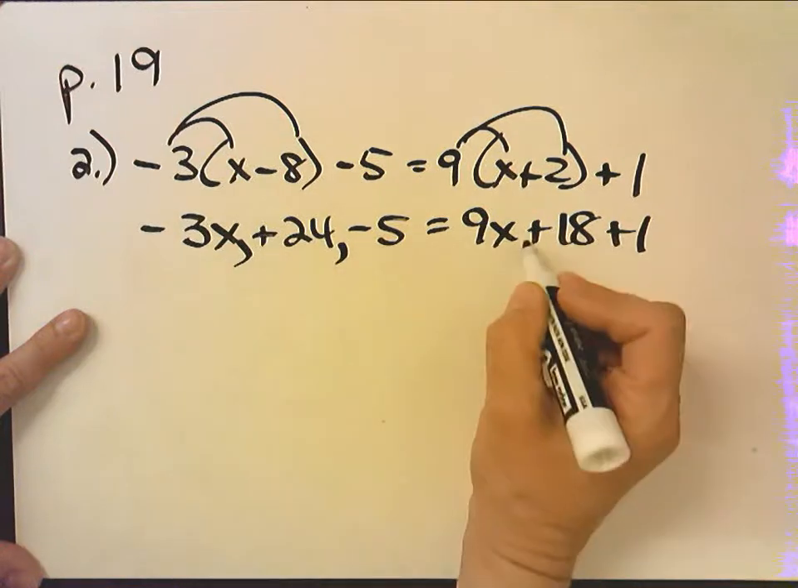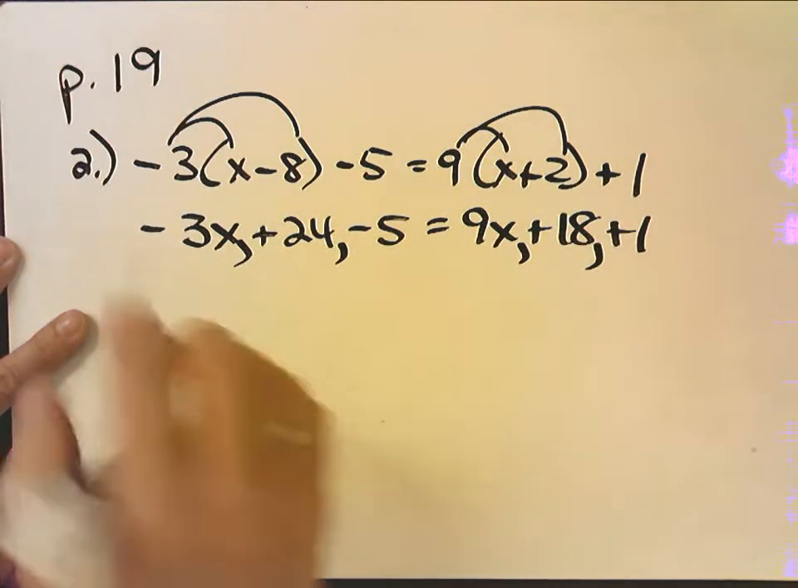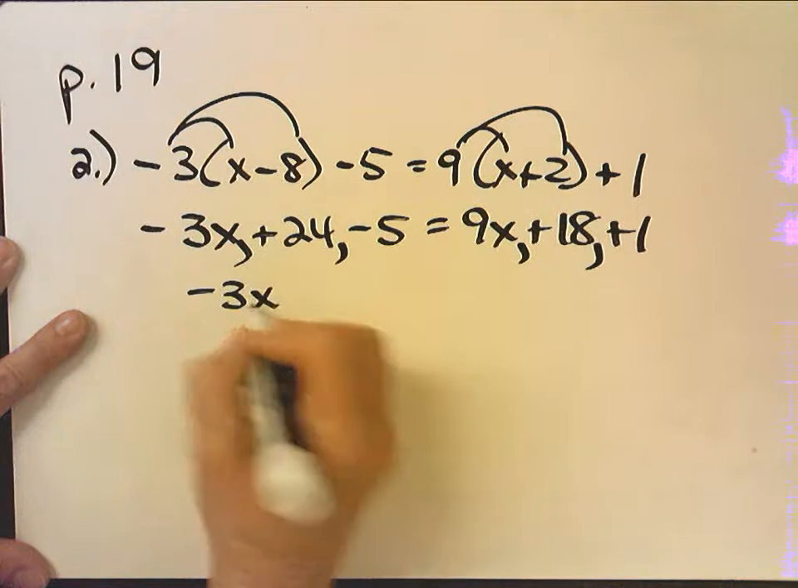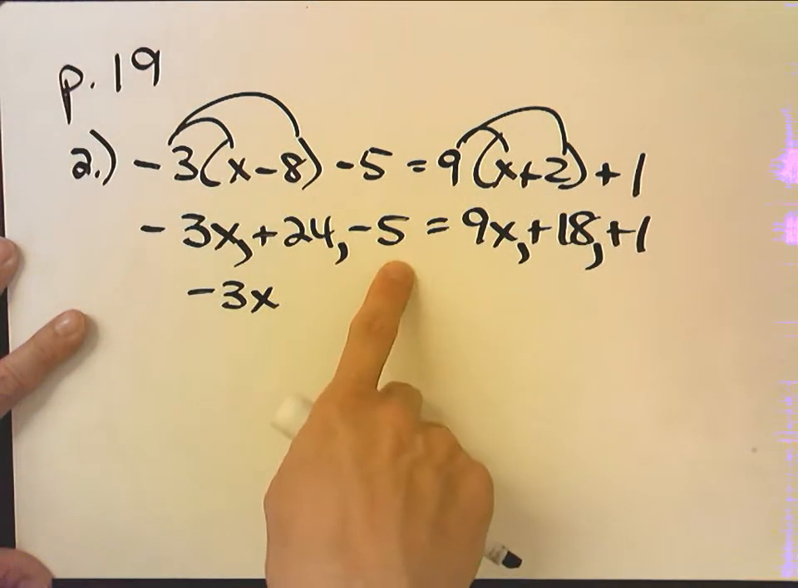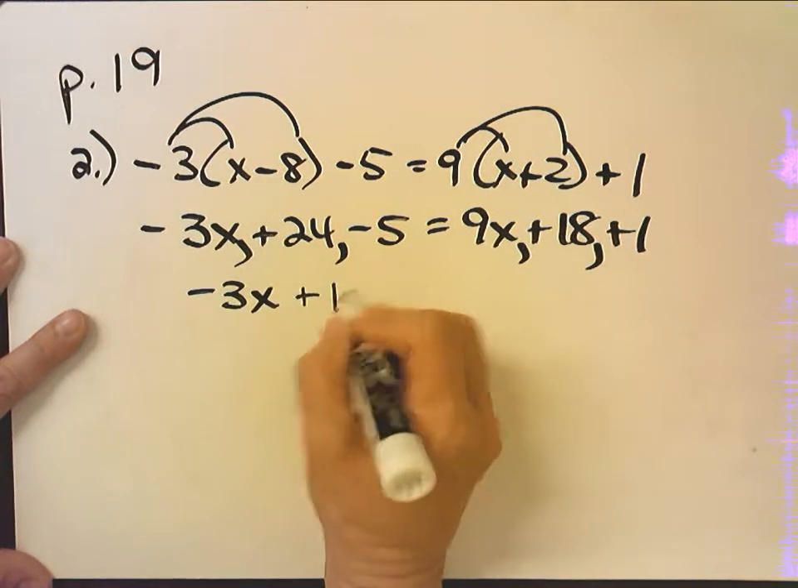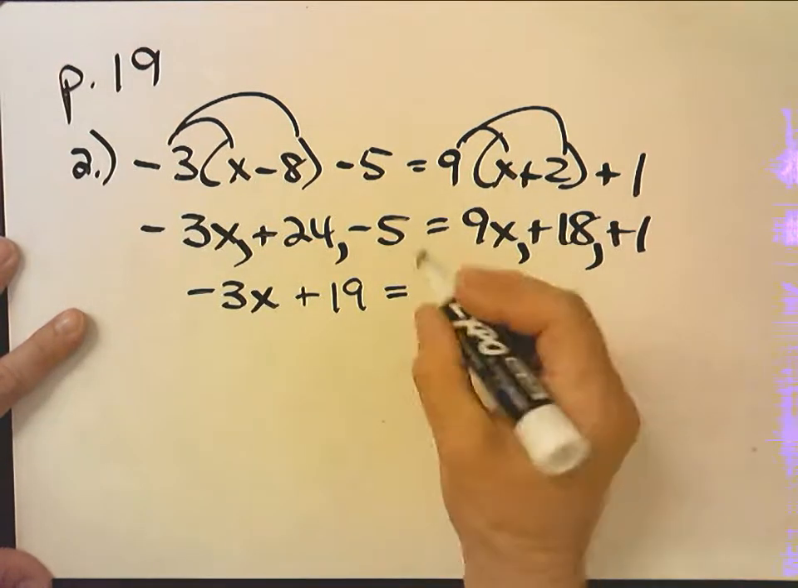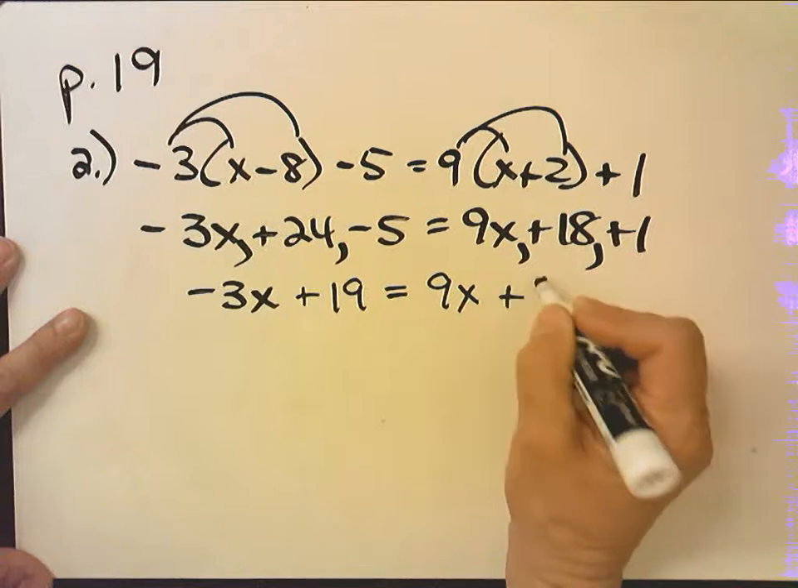Now I have to combine my like terms. No other like term on this side for negative 3x, but a positive 24 and a negative 5 is a positive 19. No other x term here, plus 19.